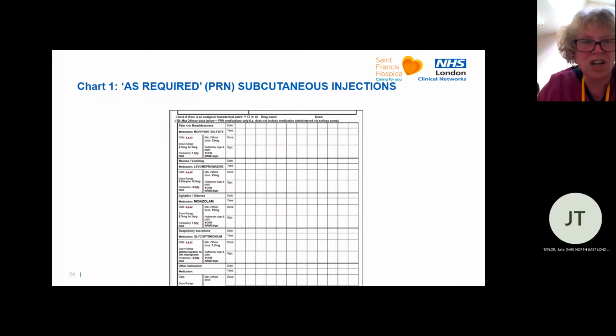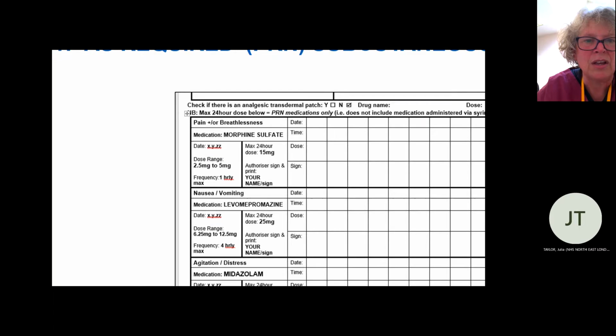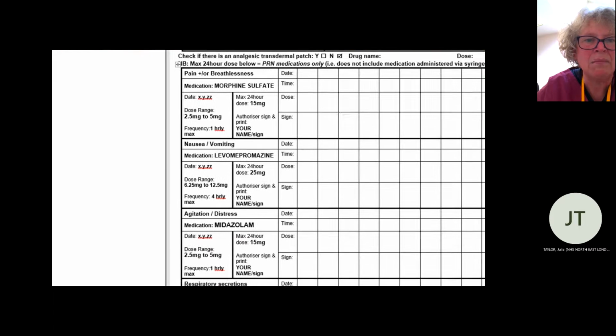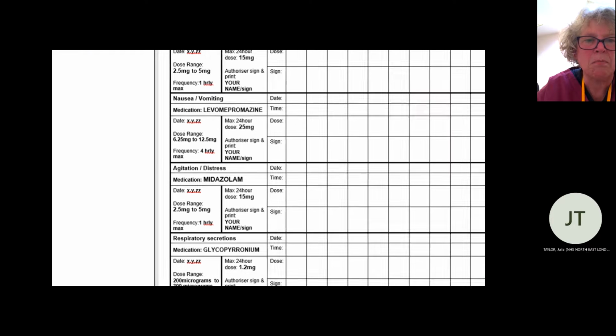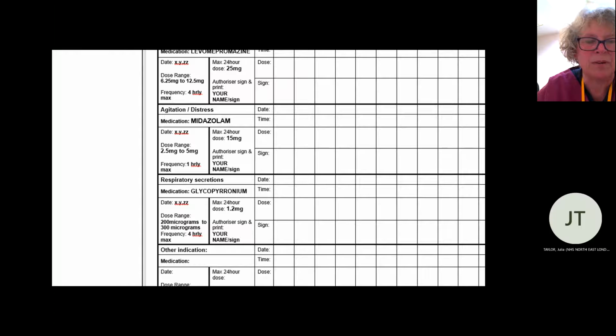And here is the chart itself, and I'll try and expand it so you can see the drugs I've written. So just to do that right at the beginning, I've written this as a very conventional start for somebody who might get pain, might get nausea and vomiting, might get agitated and distressed, and might develop respiratory secretions.